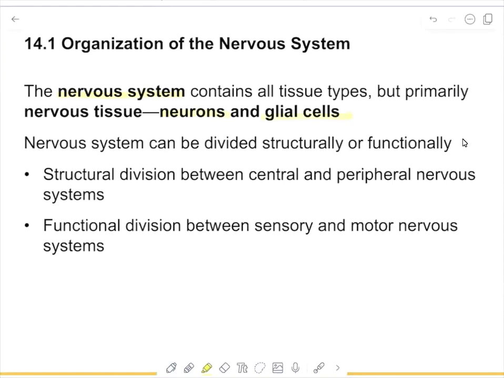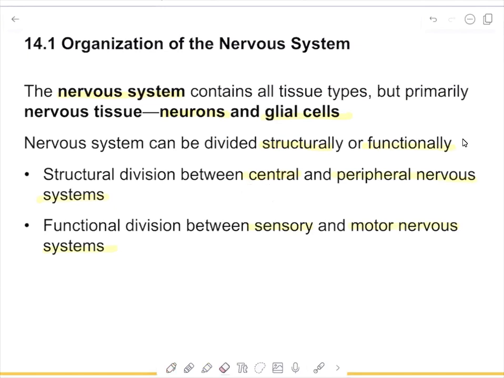The nervous tissue can be divided both structurally and functionally. The structural division is going to be between the central nervous system and the peripheral nervous system. The functional division would be between the sensory and the motor nervous systems. So the structural division has to do with whether it's located in the brain or spinal cord. That would be the central nervous system.